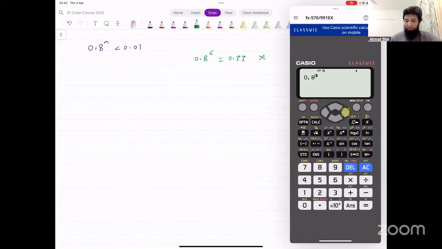So let's try a bigger number, 0.8 raised to power 10. Let's see what that turns out to be. Okay, so that's smaller. That is, 0.8 raised to power 10 is 0.107. Is that less than this? No, it's still not less than this. So that doesn't work. Let's try an even bigger number. So let's try 0.8 raised to power 20. What do we get for that?